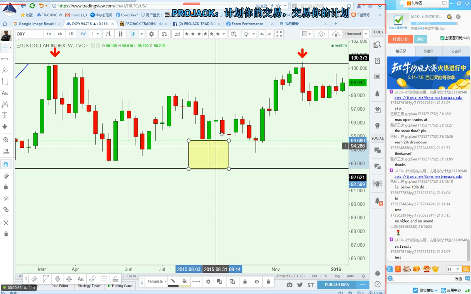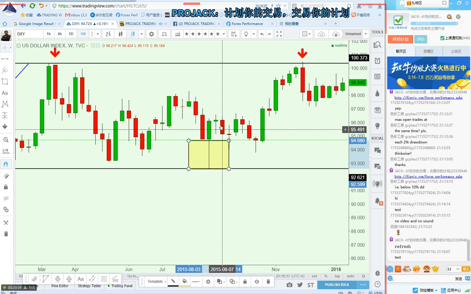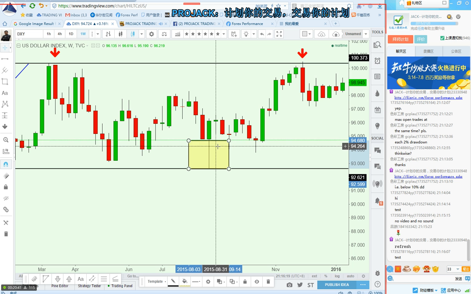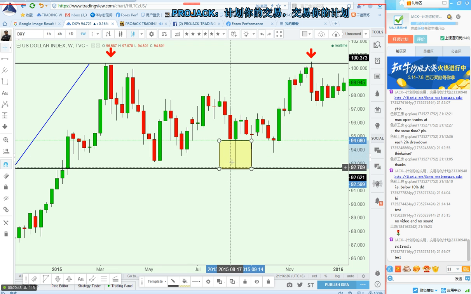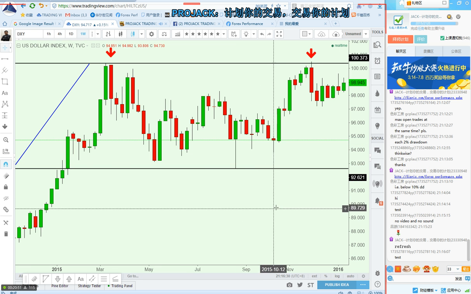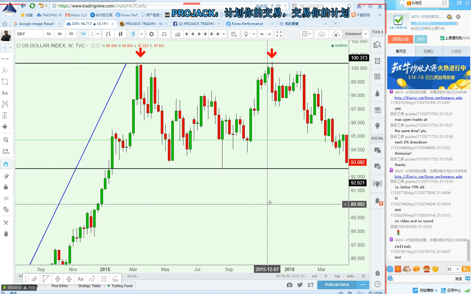You can see this is a pin bar or a long tail bar or maybe a hammer. It doesn't matter. As long as you see such a long tail, it tells you there are buyers here around the 93 level. This is the first idea we get, right? So look at this level, 92.621.